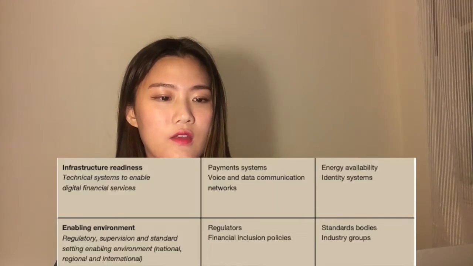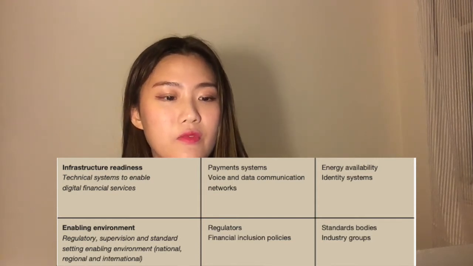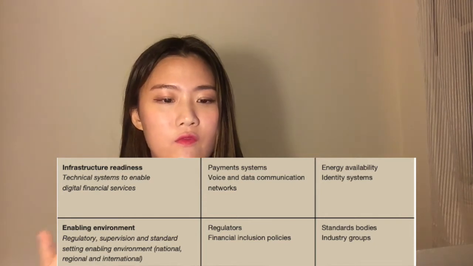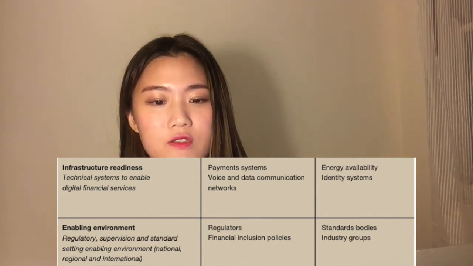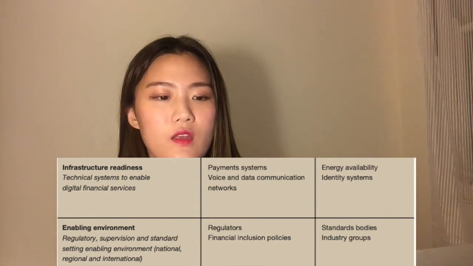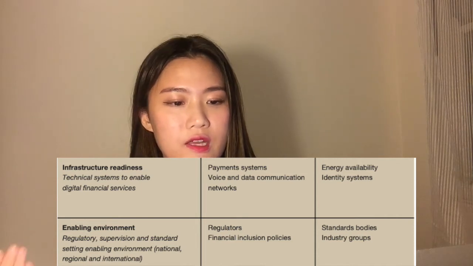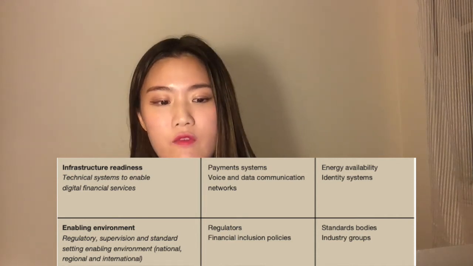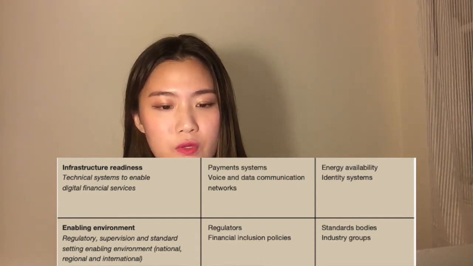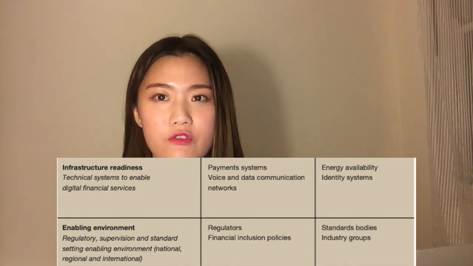And infrastructure readiness is technical systems to enable digital financial services. So it has payment system, voice and data communication networks, energy availability and identity systems. And another part is enabling environments. So regulatory supervision and standard setting enabling environments. So this has regulators, financial inclusion policies, standards bodies, and industry groups.